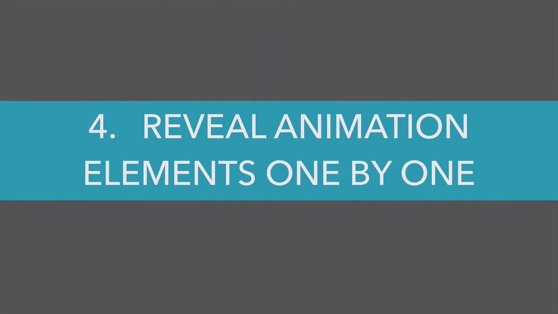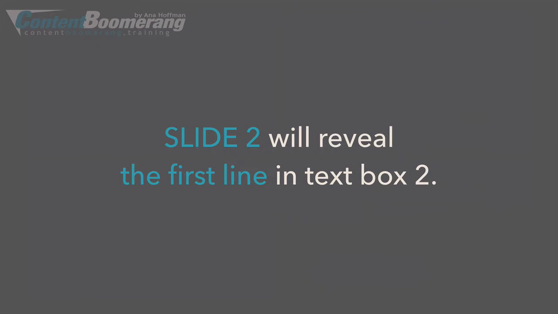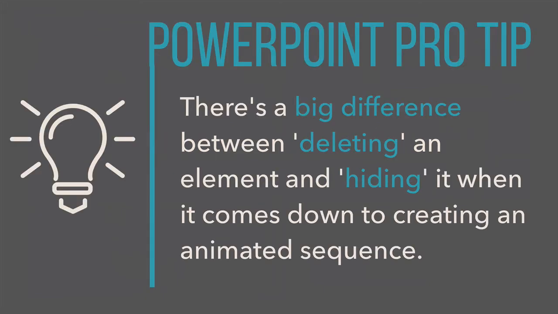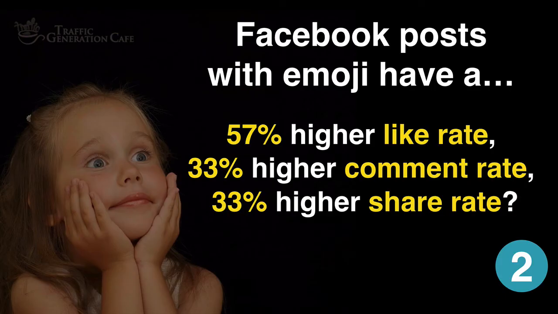Now step 4. Reveal animation elements one by one. Slide 2 will reveal the first line in text box 2. To do that, I'll need to hide the other 2 lines. I'll show you how to do it in a second, but first let me explain. There's a big difference between deleting an element and hiding it when it comes down to creating an animated sequence. If I were to delete the lower 2 lines, thus cutting down the text box to just 1 line, line 1 won't remain in the same spot in the slide, like this.